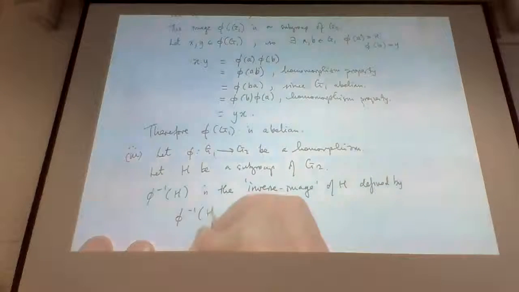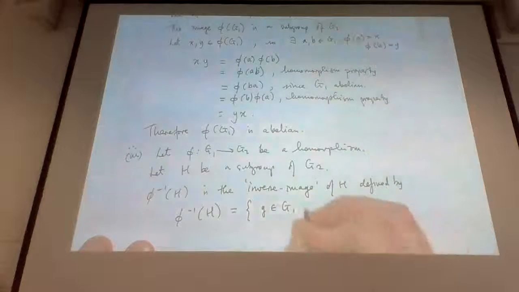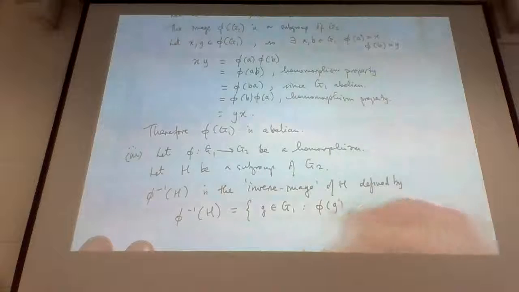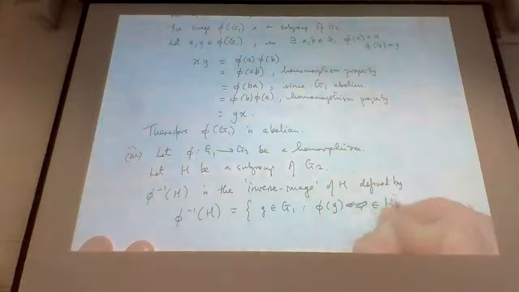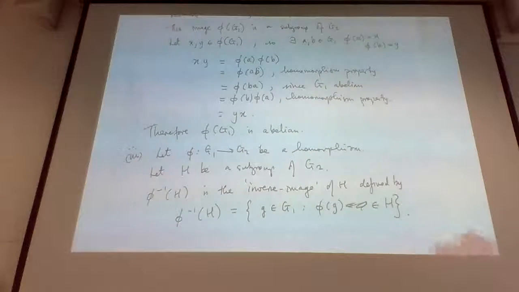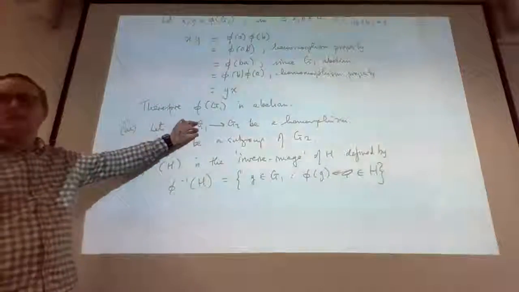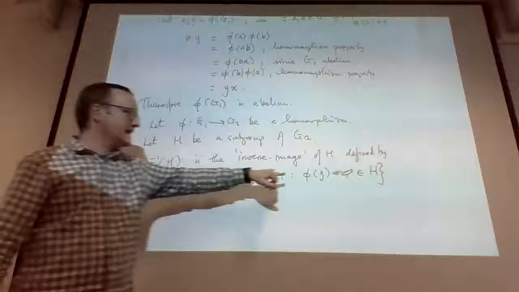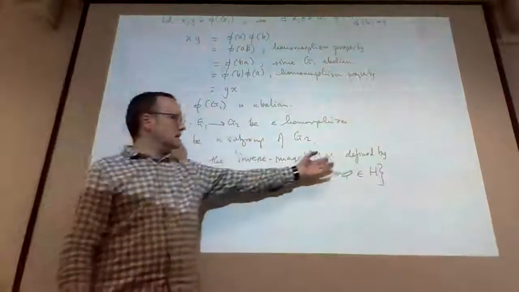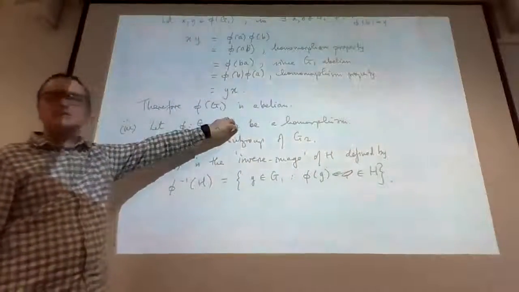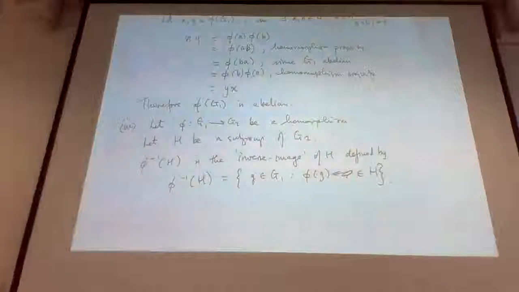phi inverse of H. So what is it? It's the set of every little element of G1 which is lucky enough to be sent into H. So it gathers together everything in G1 that gets mapped across and lands inside H. Everything lands inside G2, of course, but typically H is a subgroup, so H will only be part of G2. So maybe only part of G1 gets mapped into H.